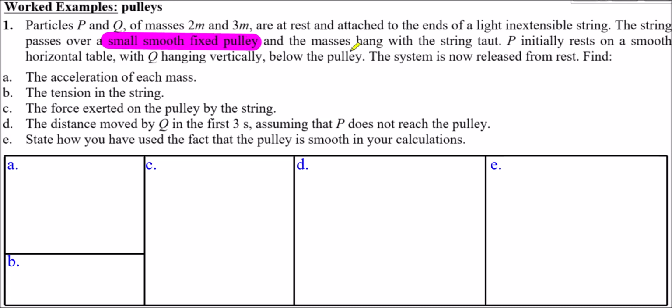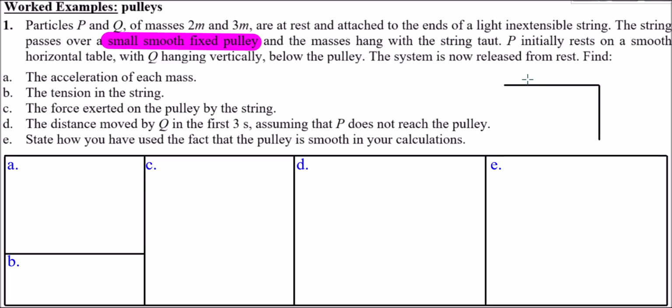So the masses hang with a string taut. And so P, to start off with, is on a smooth horizontal table. So because it's a horizontal table, I'm going to draw this in. So all I need to do here is just draw a table. And it says Q is hanging vertically below the pulley. So there's a vertical drop here, like so. And so you've got Q down here, which is hanging vertically. You've got P on here, on this tabletop.